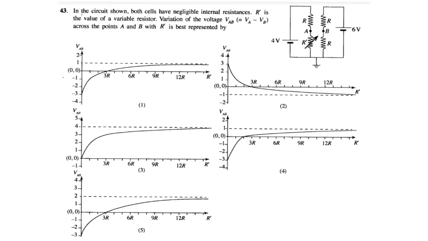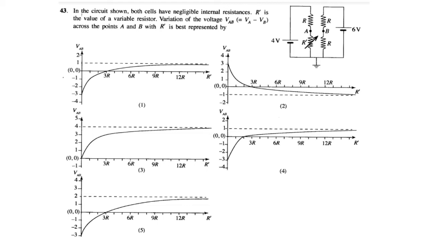Question 43. There is a circuit diagram in the picture. They are asking for the variation of voltage VAB with R dash. When you look at the circuit, you can see that one side of the resistors are earthed. So the potential at that point is 0. Now we'll take the right hand side circuit. So the two resistors are connected to the 6-volt battery, and these resistors are equal.